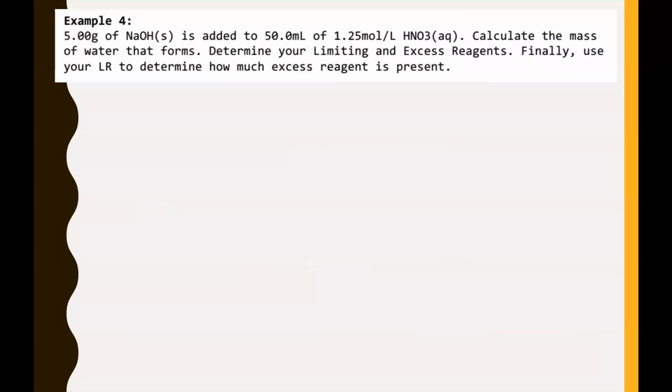One last question. We're going to be done right after this. You got this much NaOH, and you're adding it to this much HNO3. Calculate the mass of water that forms. Determine your limiting and excess reagents. Finally, use your limiting reagent to figure out how much excess reagent is present. Whew, this is like 2 questions in one. So not only are we calculating the mass of our product, we're also figuring out how much excess reagent is present. In other words, we're looking for our leftovers here.